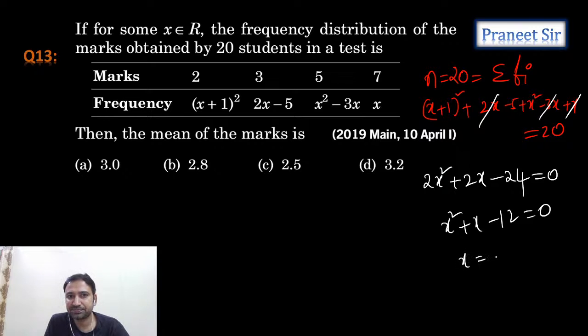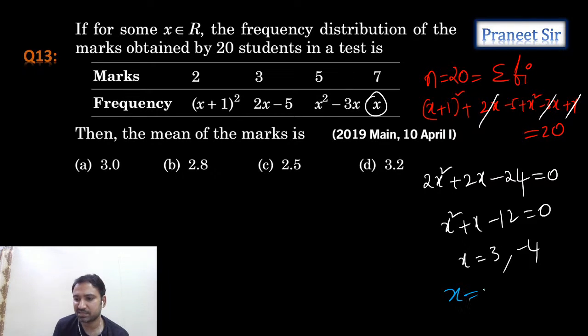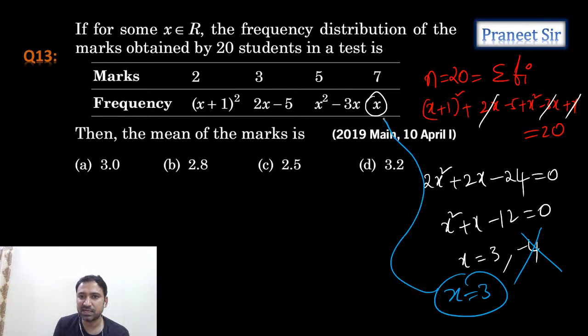What is the value of x? X kitna raha hai? Are we getting 3? Are we getting minus 4? Correct. X value, either we are getting 3 or minus 4. But x should be positive, right? How can I say that x is positive, guys? Because frequency should be positive. So compulsorily x value should be plus 3 only. So minus 4 is eliminated. But when we substitute x equals 3 here, what do we get? We will get the frequencies.